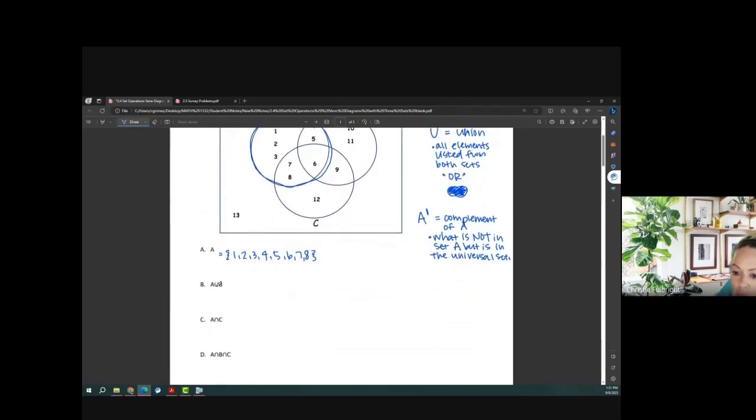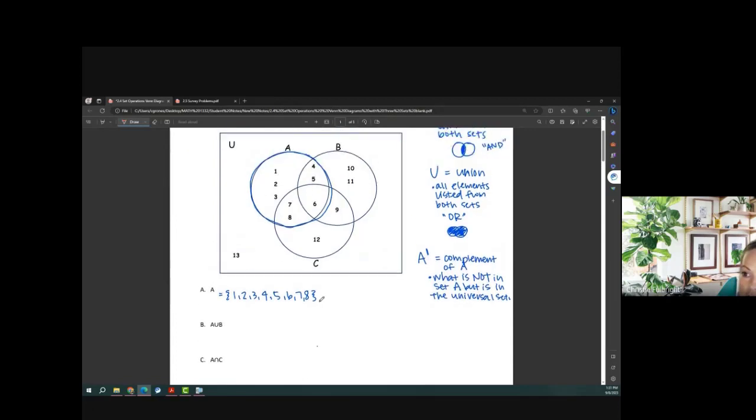For B, we want the union of A and B. I'm going to try to represent these with different colors. So the union of A and B, remember union, we are listing all elements from both. So it's going to be everything inside of both of these circles. So we've got 1, 2, 3, 4, 5, 6, 7, 8, 9, 10, and 11. So 1, 2, 3, all the way to 11.